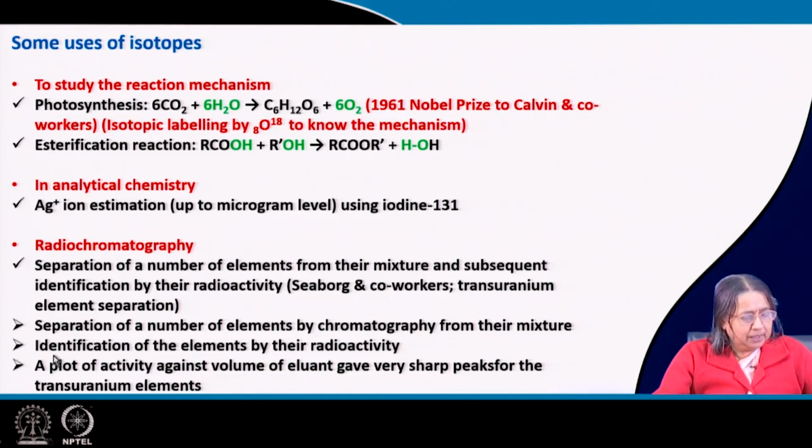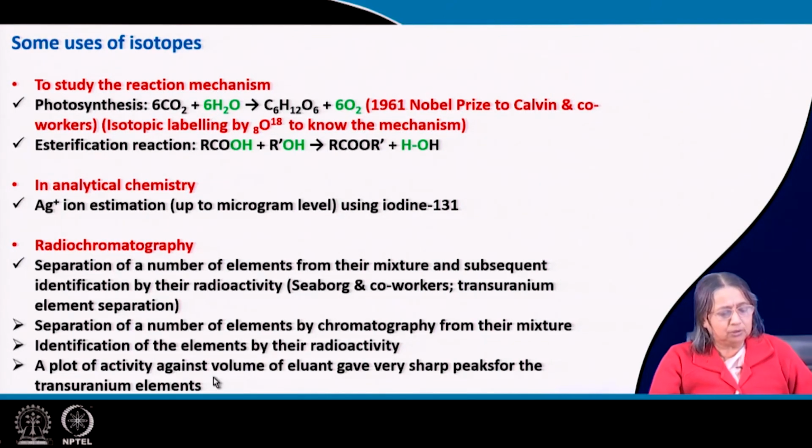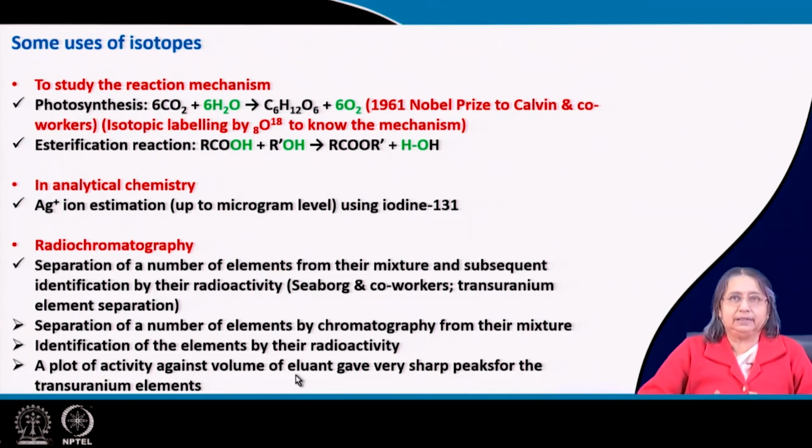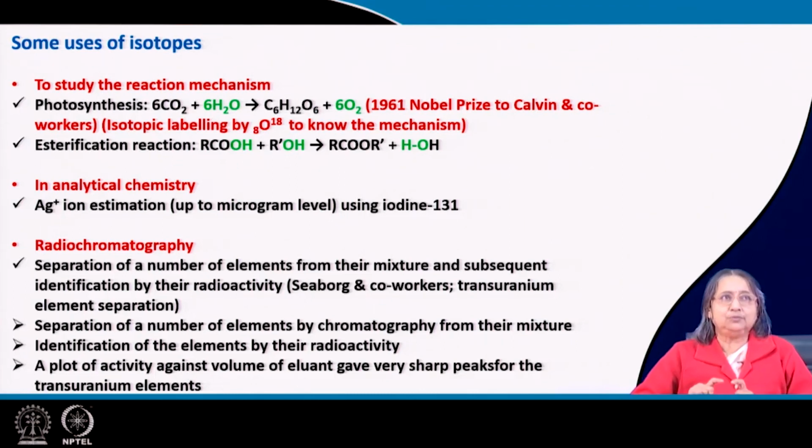After that, identification of the elements by radioactivity is done, with a plot of activity against volume of eluent. In the x axis you plot the volume of eluent, and you will get sharp peaks for the transuranium elements. Each element will give one sharp peak, so you will know what it is and in which eluent it is coming. So, it is basically separation as well as identification.